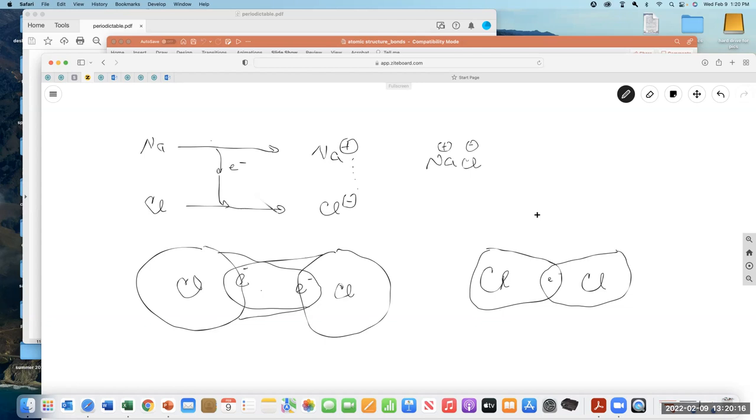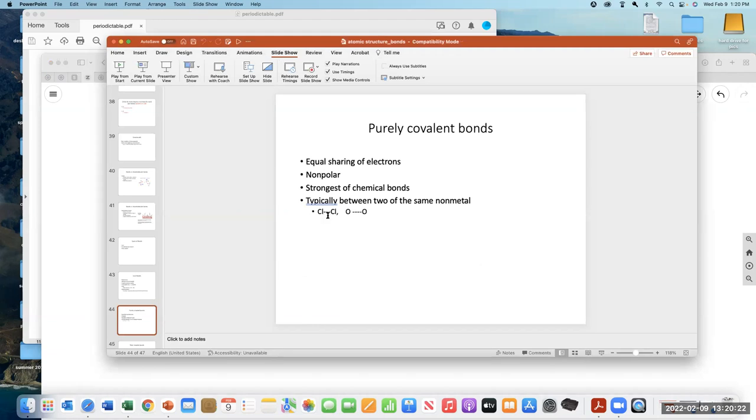That's the idea. In a covalent bond, they're each attracted to those electrons, and if it's the same atom, chlorine, chlorine, oxygen, oxygen, they're attracted equally. And that means that the electrons that they're sharing are held equidistant between the two atoms. So purely covalent, there's no polarity because the electrons are in the middle.